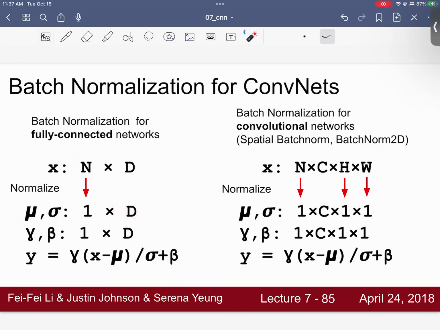In ConvNet, you average across sample and also height and width, so that you have one mu and sigma per channel, channel being the feature dimension. So you have one mu and one sigma per channel, and your gamma and beta values will also be learned per channel. So that's batch norm for ConvNet. You average over n and height and width, and you leave the channel intact.